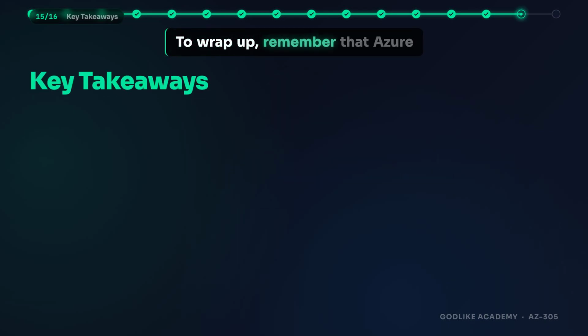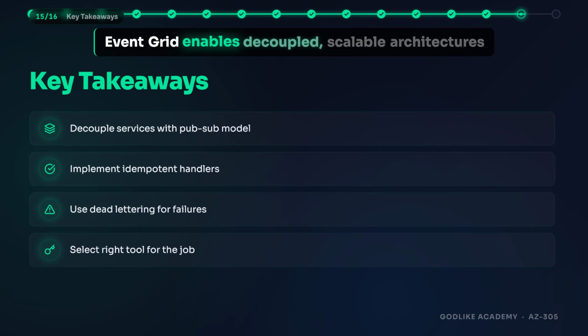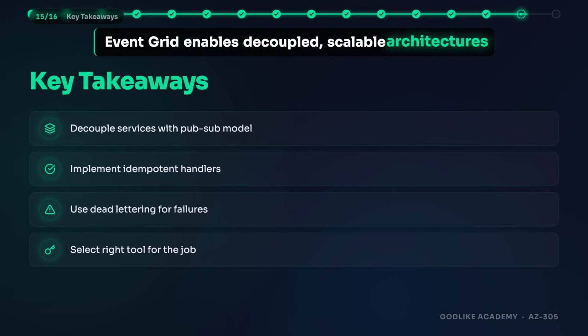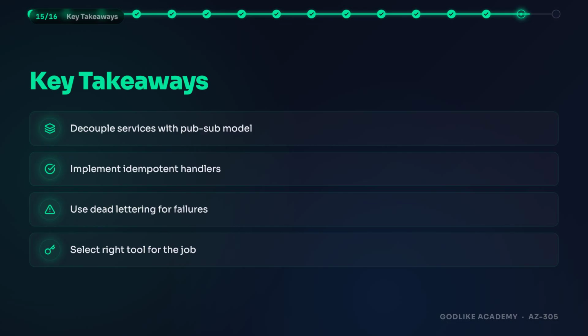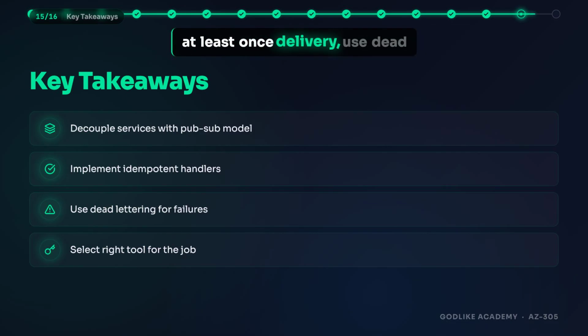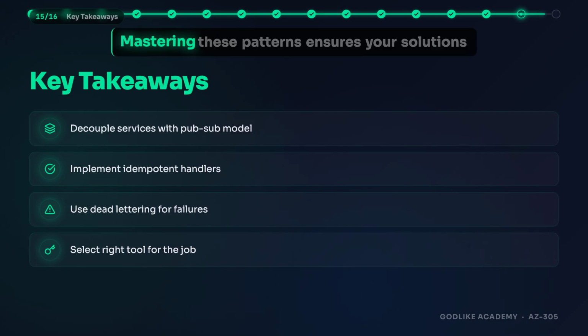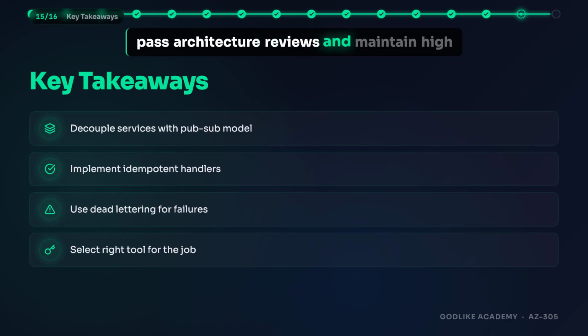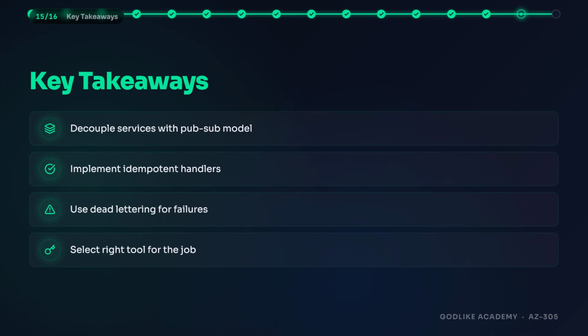To wrap up, remember that Azure Event Grid enables decoupled, scalable architectures through its PubSub model. Always implement idempotent handlers to handle at least once delivery, use dead lettering for failed events, and choose the right tool for your specific throughput and ordering needs. Mastering these patterns ensures your solutions pass architecture reviews and maintain high availability during unexpected traffic surges.